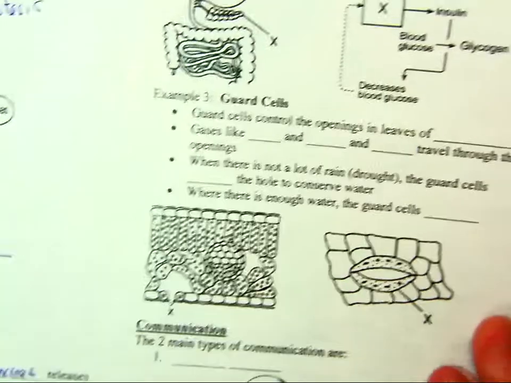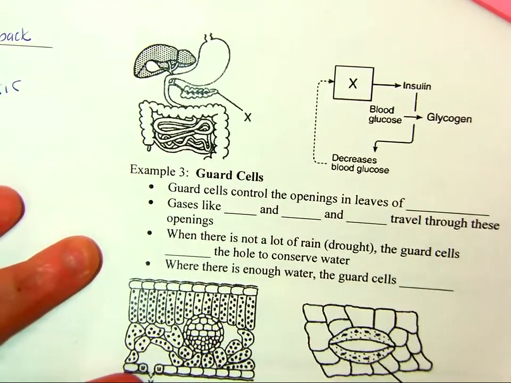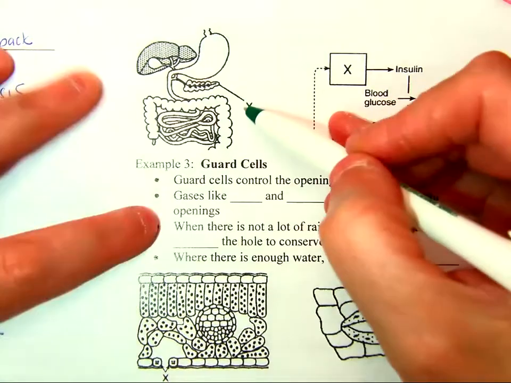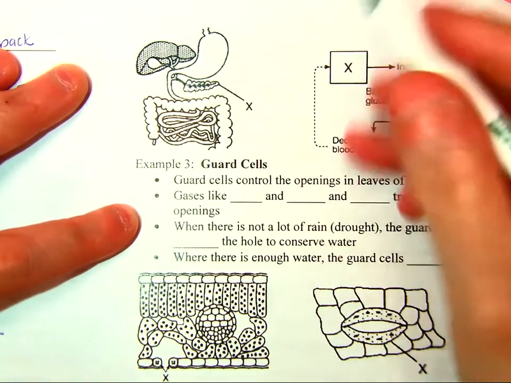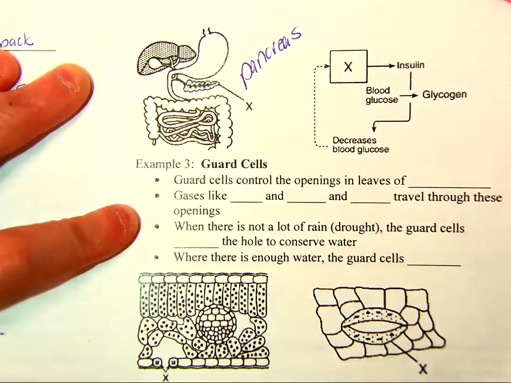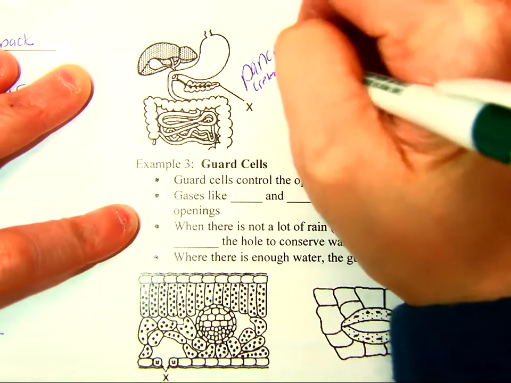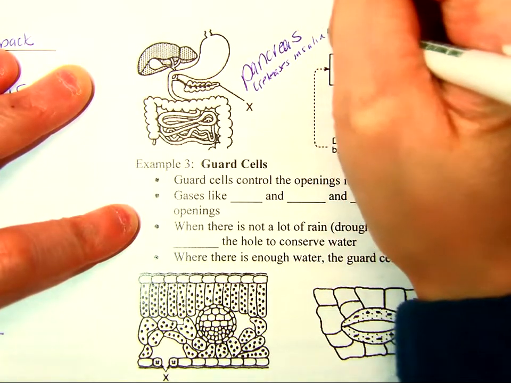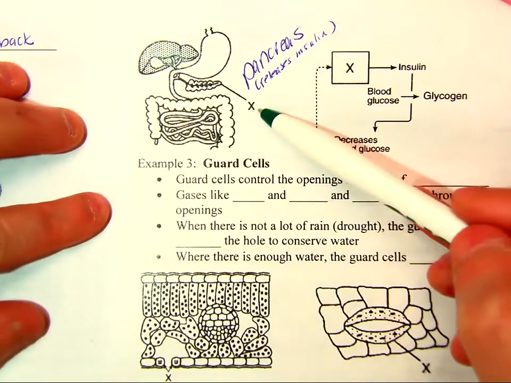Two good examples of this, and again, just to kind of reiterate, you might see questions or pictures like this. What is X pointing to? Yes, the pancreas. And what does the pancreas do? Releases insulin. Perfect. So you might see pictures that are associated with feedback mechanisms or homeostasis.